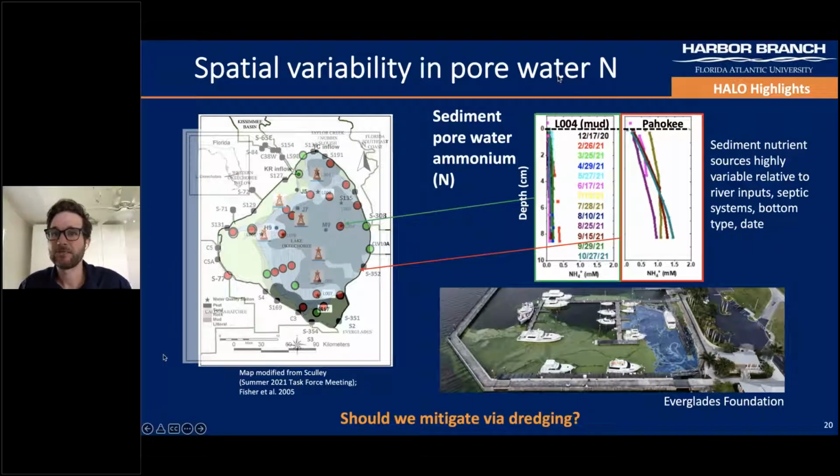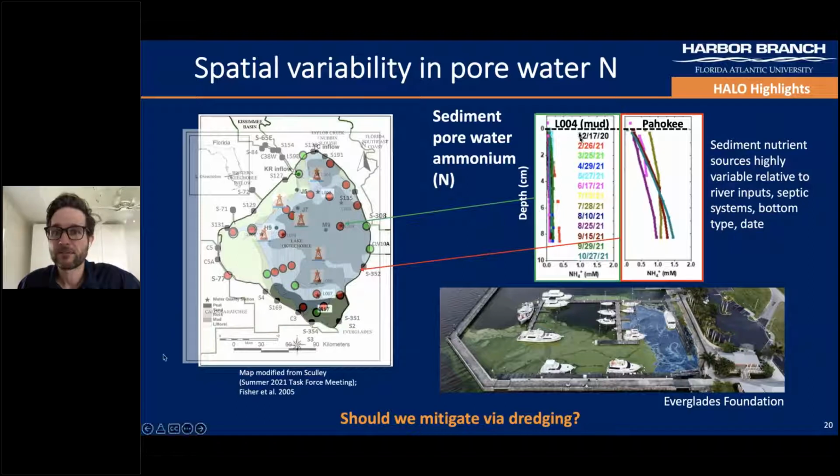In terms of the spatial variability in pore water nitrogen, so this is pore water ammonium, we didn't really see much pore water nitrate, maybe in the most surface section, but that was about it. And even then it was pretty low. So the sediments were by far and large dominated by ammonium. And that makes sense because they're mud, right? And they have high respiration ongoing in them.